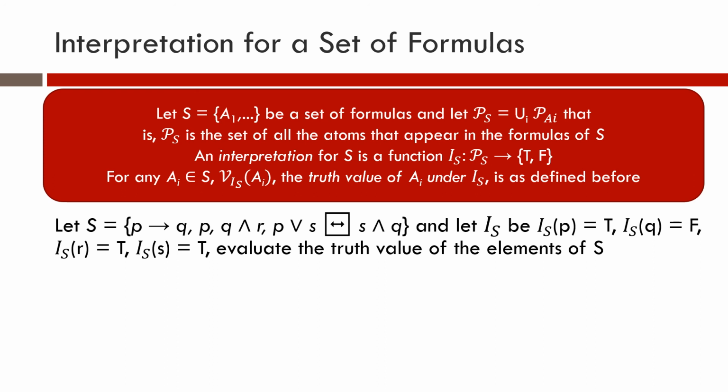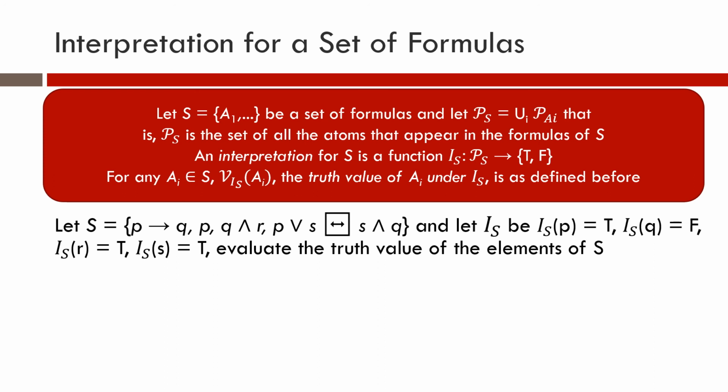Interpretation should assign one of the truth values to every atom in PS. So let the interpretation be such that the truth value true is assigned to P, the truth value false is assigned to Q, R is assigned the truth value true, and S is also assigned the truth value true. If that is the case, we will see what the truth value will be for every formula in the set S. The first formula is P implies Q. Here, the truth value of P is true and the truth value of Q is false. So the truth value of P implies Q will be false.